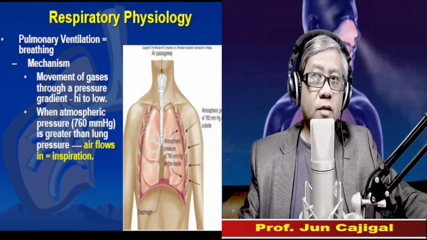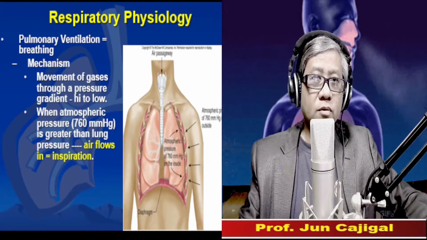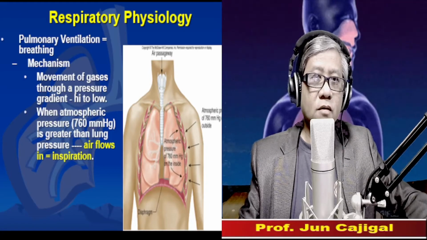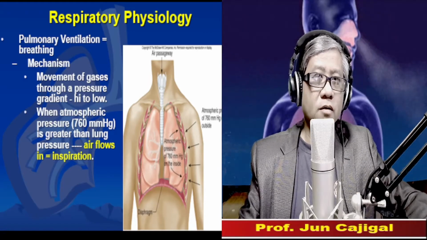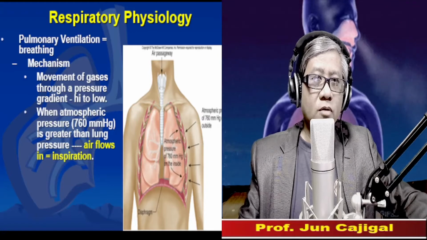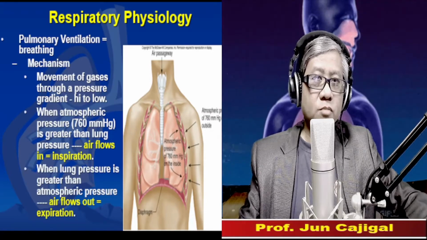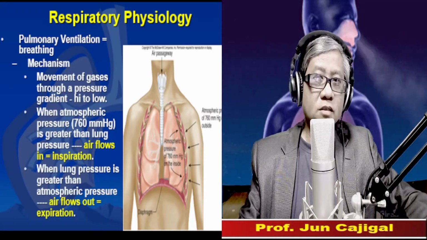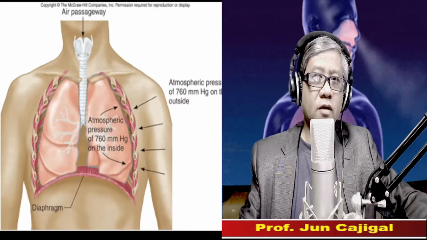Now, when the atmospheric pressure, which is 760 millimeters of mercury, is greater than the lung pressure itself, the air flows inward. So we call that inspiration of air. Now, on the other hand, when the atmospheric pressure is less outside and the lung pressure is greater than the atmospheric pressure, which is 760 millimeters of mercury, the air flows outward, and we call that expiration of air.